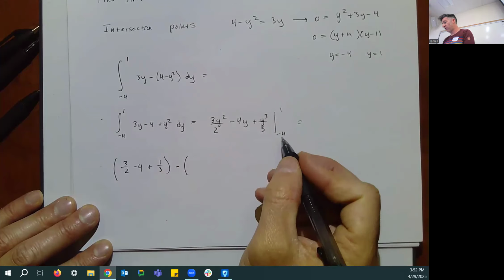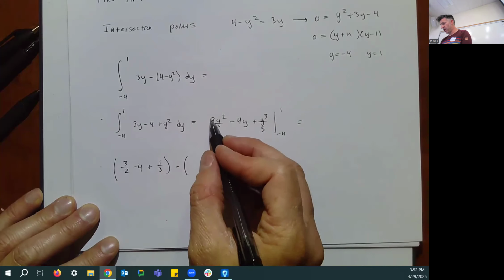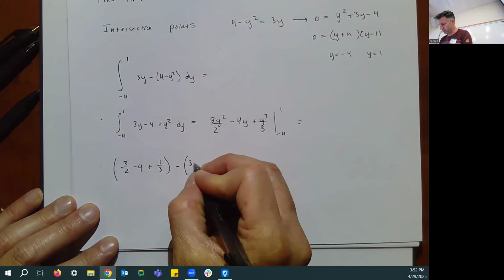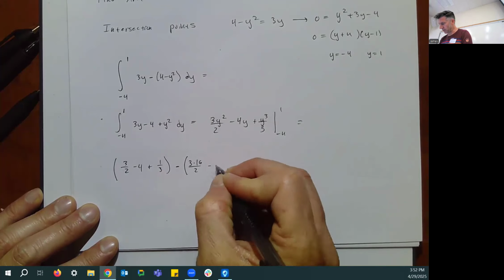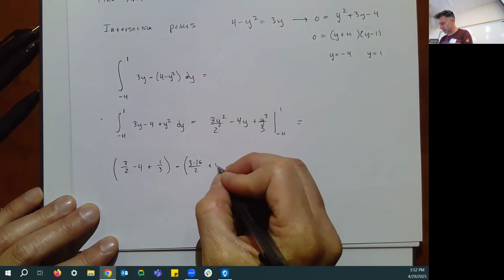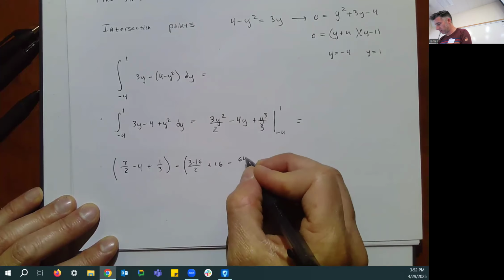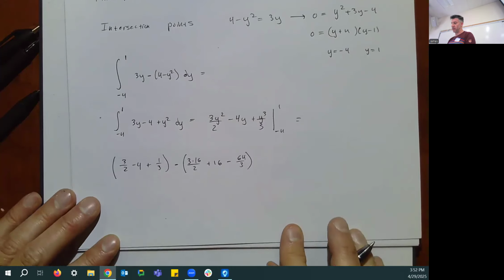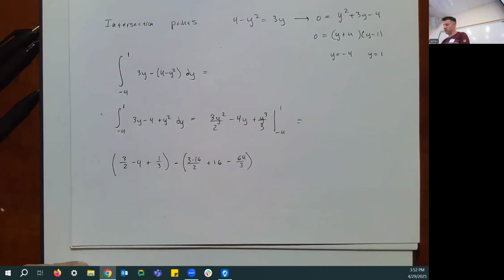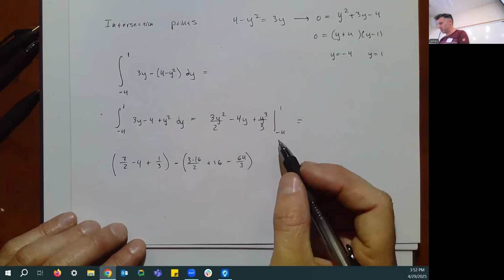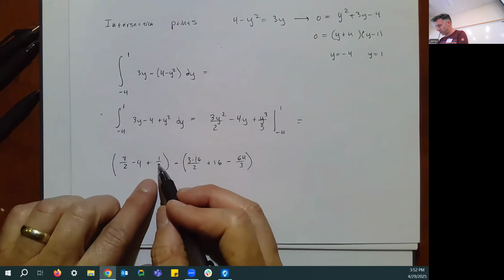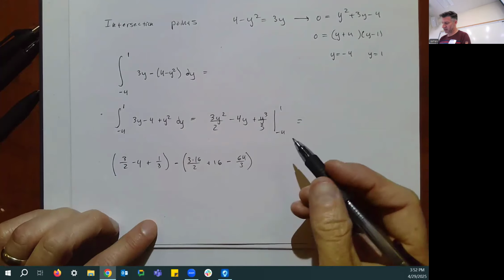Minus, now when I plug in negative 4, I have to be careful. 3 times 16 over 2, minus 4 times minus 4 is plus 16, and negative 4 cubed is negative 64 over 3. Okay, that's not the best. So here's something that's smart. No, it's not that smart, James. Could have been smart, but it's not that smart. Disappointing. Oh well. I was hoping something cool was going to happen where I could put the thirds together and have it come out nice, but it doesn't come out nice.